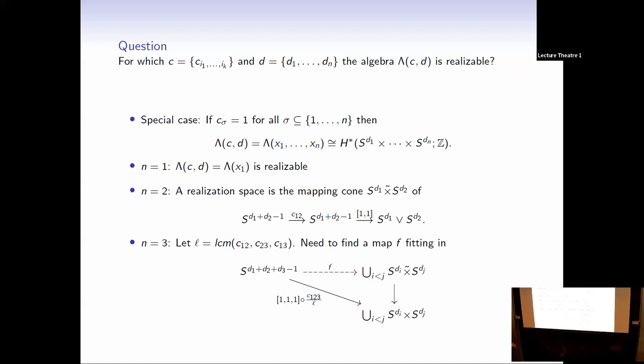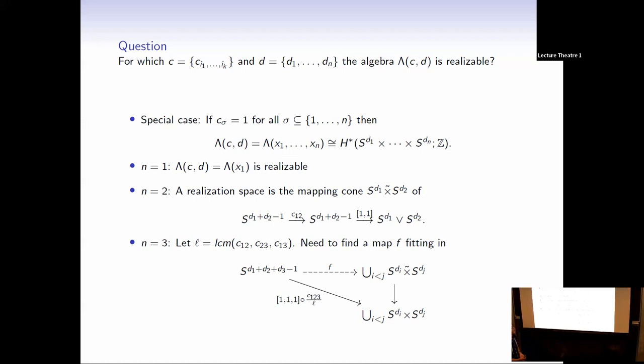If you look at the case when C equals one, then the product of spheres is a realization space. So the idea is, how about we just modify this product of spheres in order to construct a realization space of lambda C,D. And in fact, you can do it. You just take a degree C sub 1,2 map on the sphere of dimension d1 plus d2 minus 1, and then compose it with the Whitehead product map, which is the attaching map of the top cell in the product of spheres. Then the mapping cone of this is a realization space.